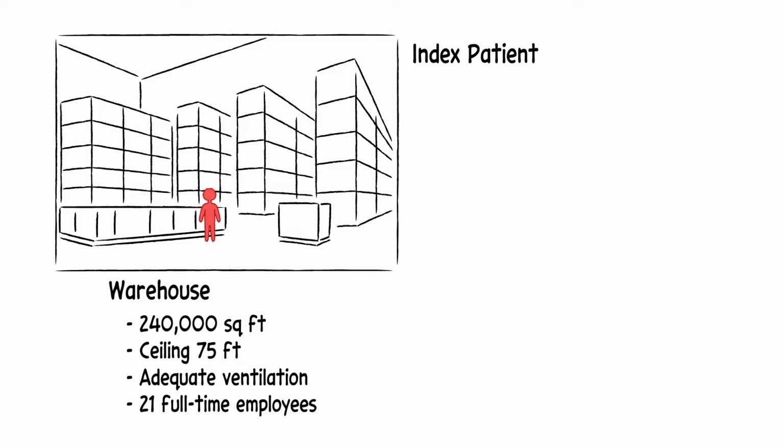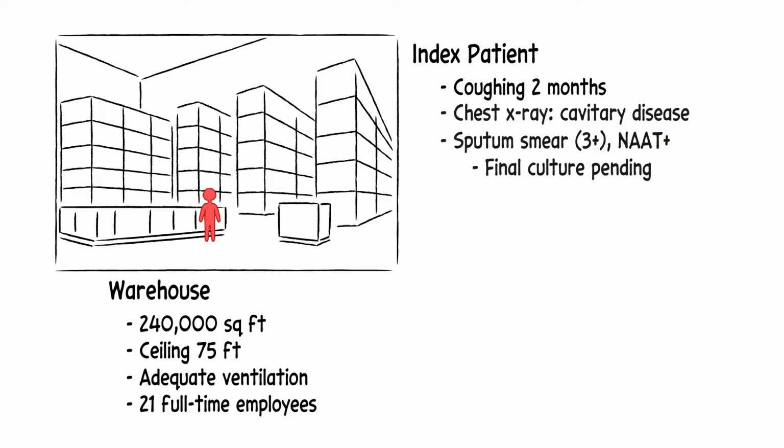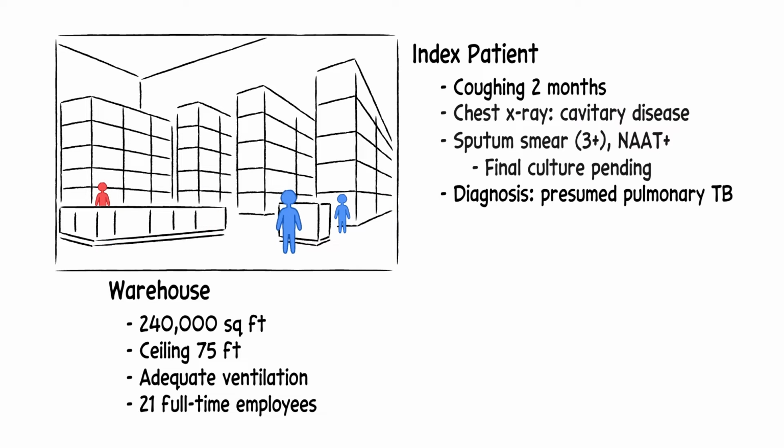The index patient had been coughing for 2 months. X-ray showed cavitary disease, and she was sputum smear positive 3+ with final culture pending. She was diagnosed with presumed pulmonary TB. During the infectious period, she was assigned multiple tasks, which varied from day to day, but she worked alone and did not make use of the break room. Given the patient's lack of close or prolonged contact with her coworkers, no contacts were identified for testing.